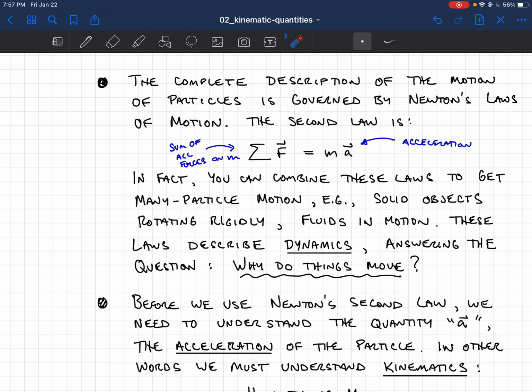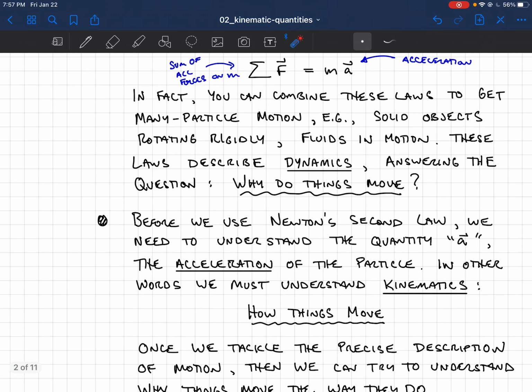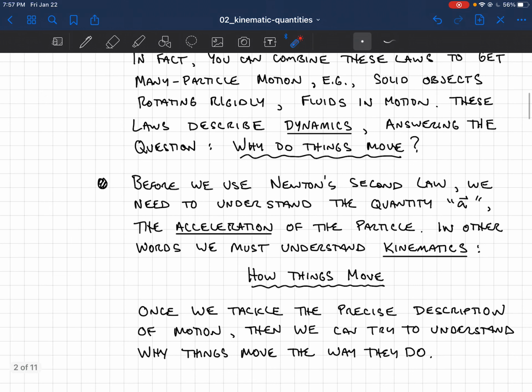Objects have an acceleration if they are acted on by forces. But as I said, we need to understand what a is before we can even use this equation, and that's what we'll be doing today. So before we get to Newton's second law, before we get to dynamics, we have to get to kinematics, which, one could state it as, how things move, simply describing precisely how things move through three-dimensional space.